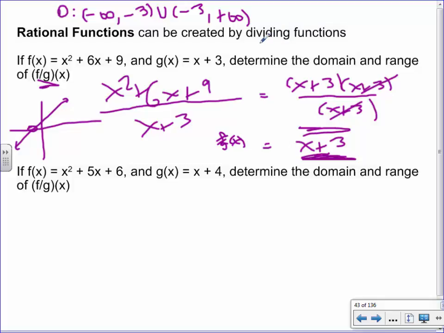What about your range? What sort of y numbers can we have? Well, as I look at this graph right here, it sure looks like I can have them all, like it goes from top to bottom. But if there's a hole in the graph for the x value, doesn't that mean that there should be a hole in the graph for the y value? Do you guys remember how to find that hole?